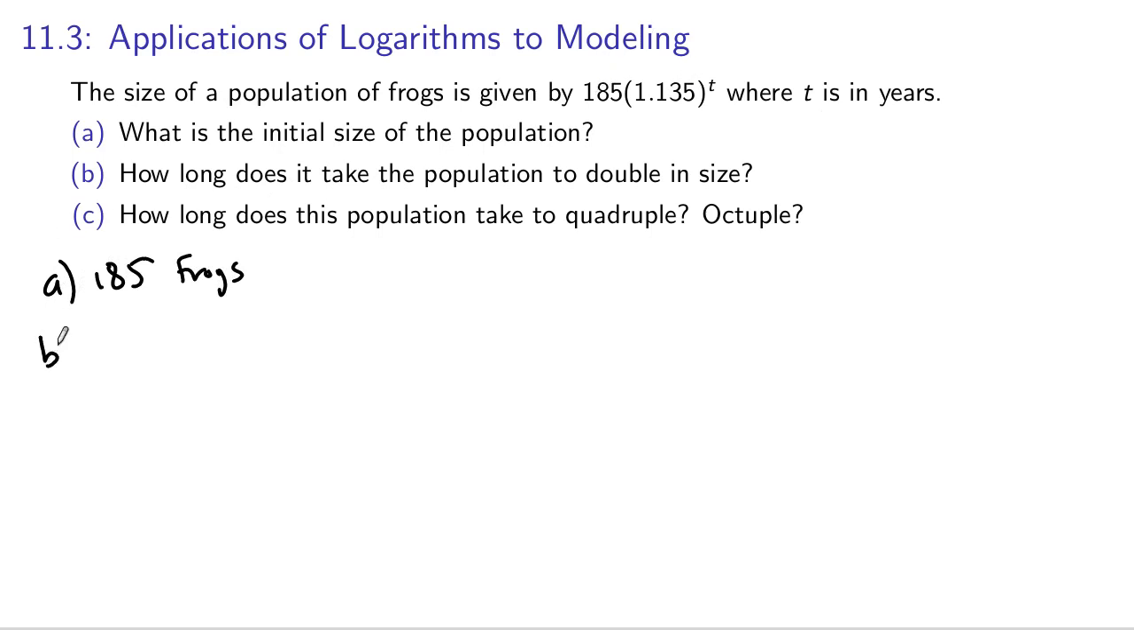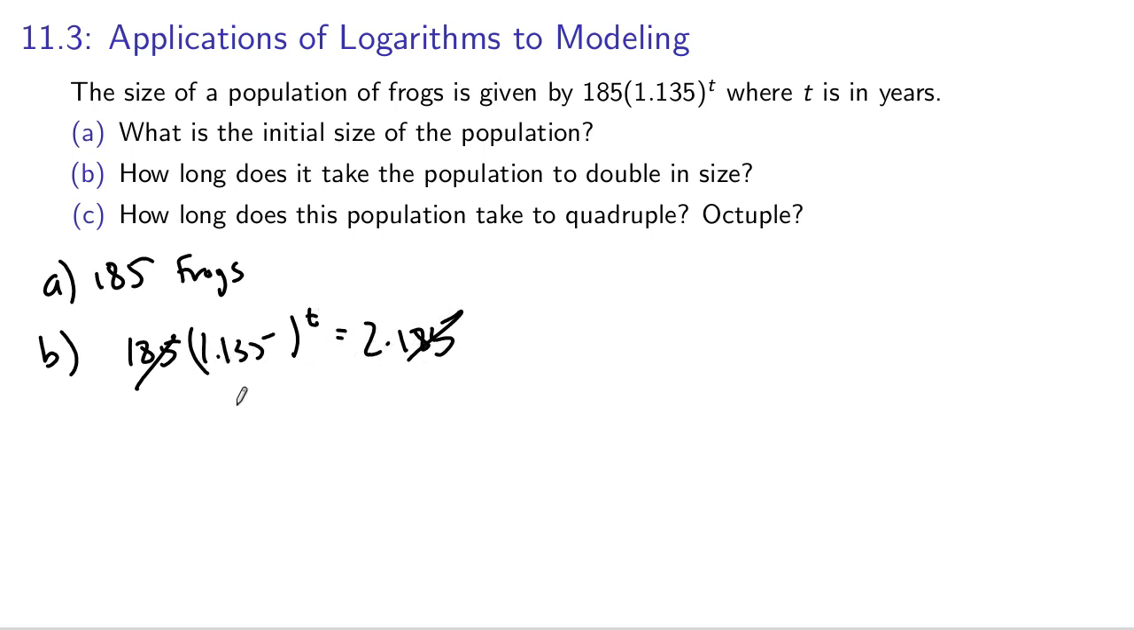B, how long does it take for the population to double? Again, the initial size doesn't really matter. We can write 185 times 1.135 to the t is double 185. And then we can divide both sides by 185, and we just get this equation.